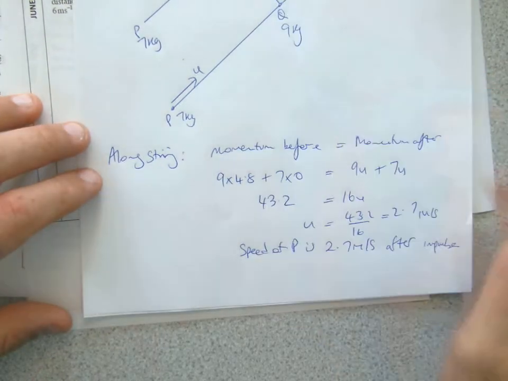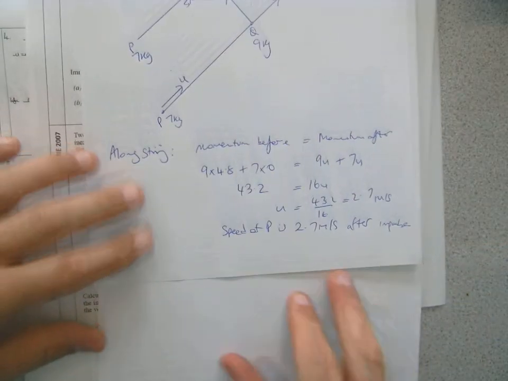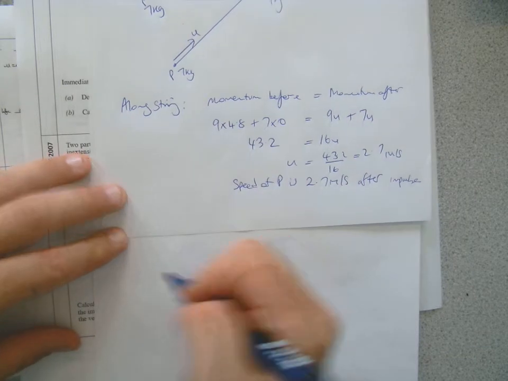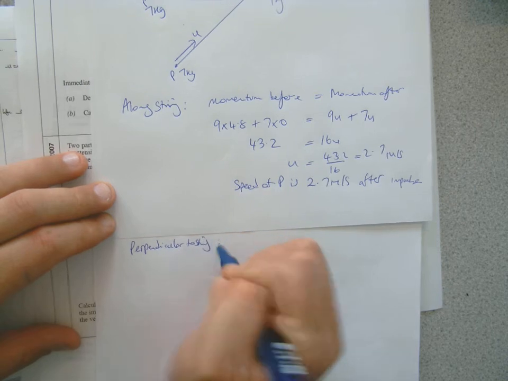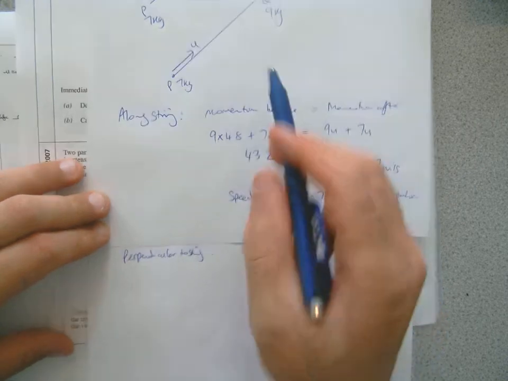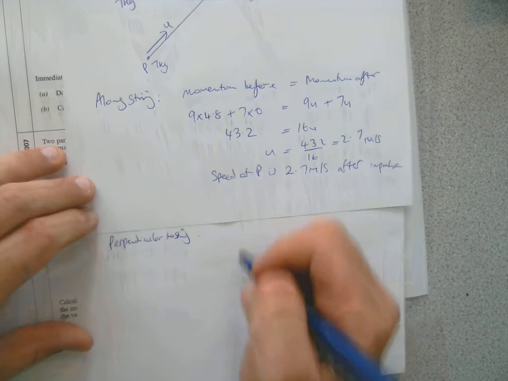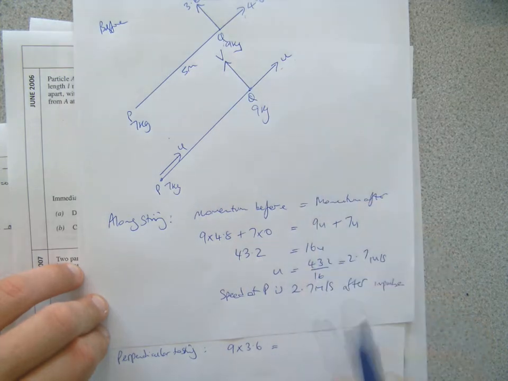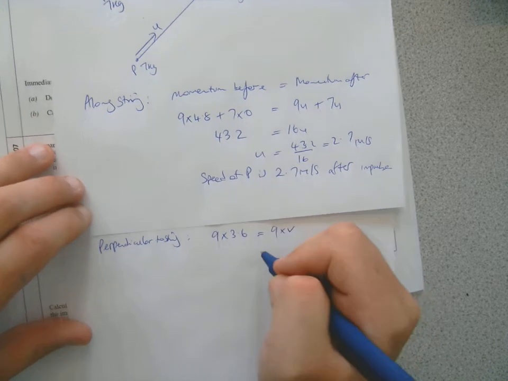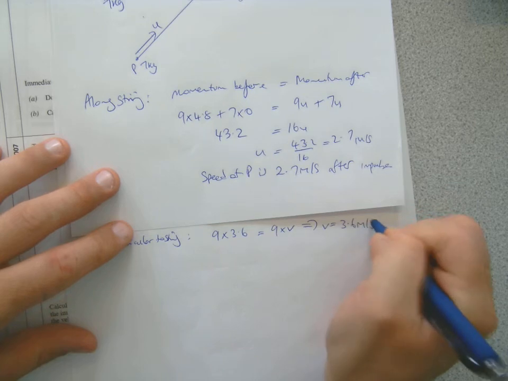We need to work out v, so we'll do now perpendicular to the string, right? So we'll do perpendicular to the string. Well, momentum before equals momentum after. So momentum before perpendicular to the string. Well, we go back to this diagram. 9 times 3.6 equals momentum after then. Well, that would be 9 times v, isn't it? Okay, and there's no perpendicular component here because remember it moves along the string. 9 times v. Okay, so you work that out, and if you do the work on the calculator, you get 3.6 meters per second.